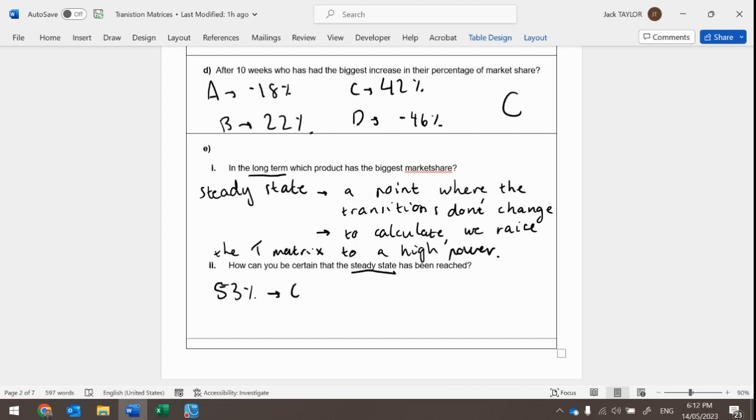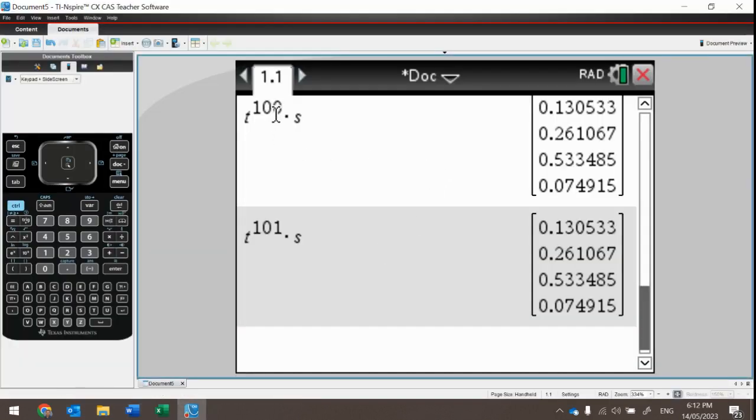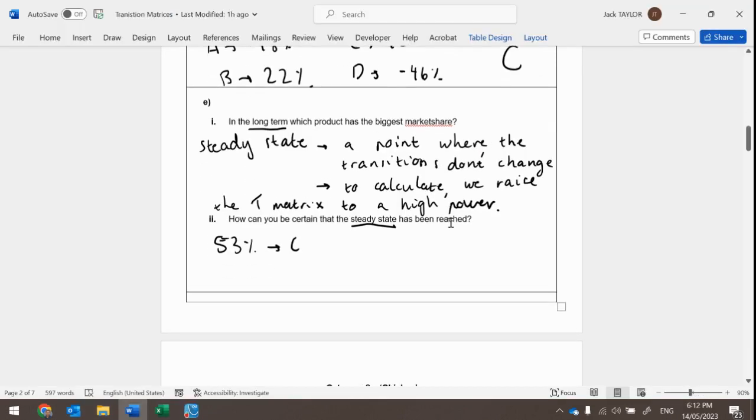The question says, how can you be certain that the steady state has been reached? I'll let you answer that in your own words, but basically there has been no change between the transitions. We raised it to a high power and nothing changed.